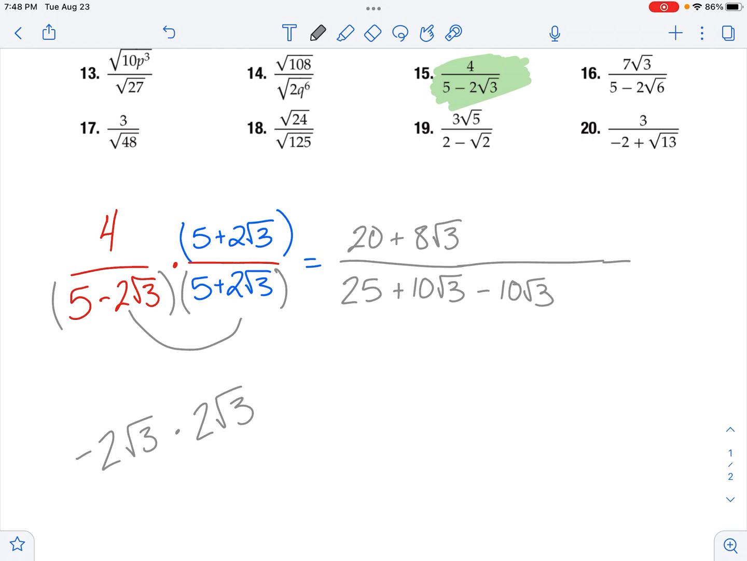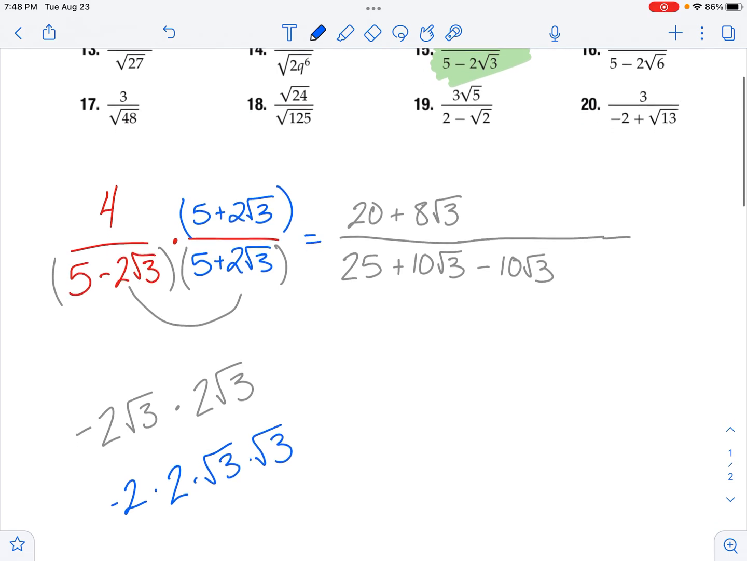And this is kind of confusing. I'm not sure how to do this. So what I'm going to do is I'm going to rearrange this a little bit. I'll do negative 2 times 2 times root 3 times root 3. And I'm just going to take this step by step. Negative 2 times positive 2 is negative 4. And if I take a root 3 times a root 3, if I square my square root of 3, I'm going to end up with just the radicand, just the 3 that was inside.